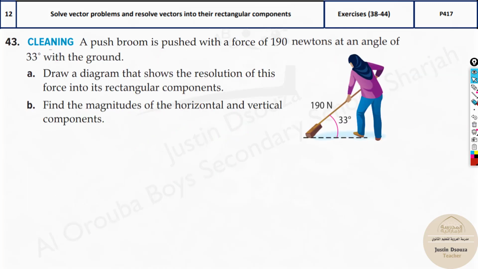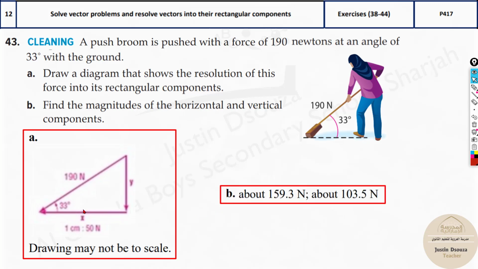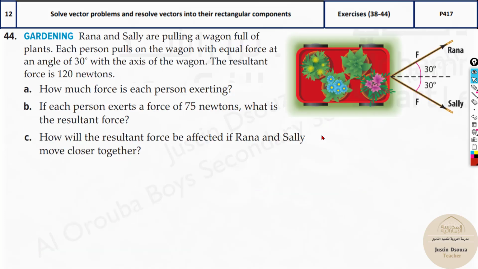And another similar problem here, they have already given the figure, so it's very simple. You have to just draw a vector, what we just now did. Draw this diagram and then find the values. That would be for x, it is 190 cosine 33 degrees, and for y, it is 190 sine 33 degrees.